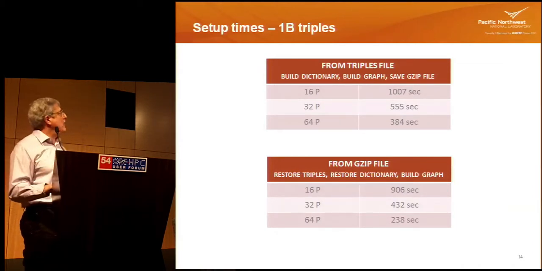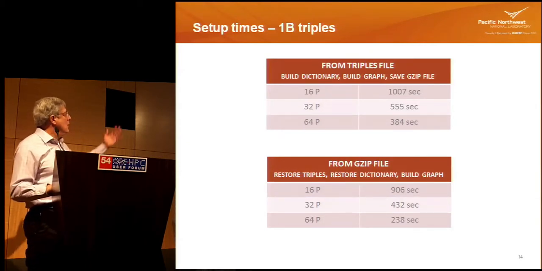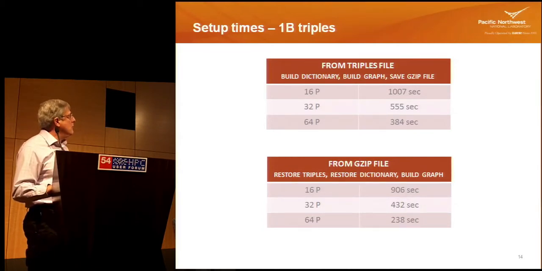If we have the gzip file, we can save a lot of time. So we restore the triples, we restore the dictionary, and then we rebuild the graph, and the times improve somewhat, about 100 seconds in each case. And so if you're on the 64 processor system, you're basically reloading a billion node graph in about 4 minutes.